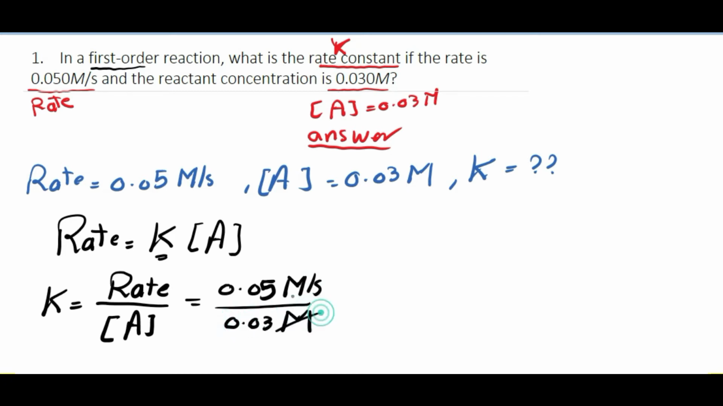Okay, cancel molarity with molarity. You will divide 0.05 by 0.03, which equals 1.66. Okay, you round this number to become 1.7. Okay, what is the remaining unit here? It would be divided by second, so it would be second minus 1. So now we finished the first problem. The second problem.